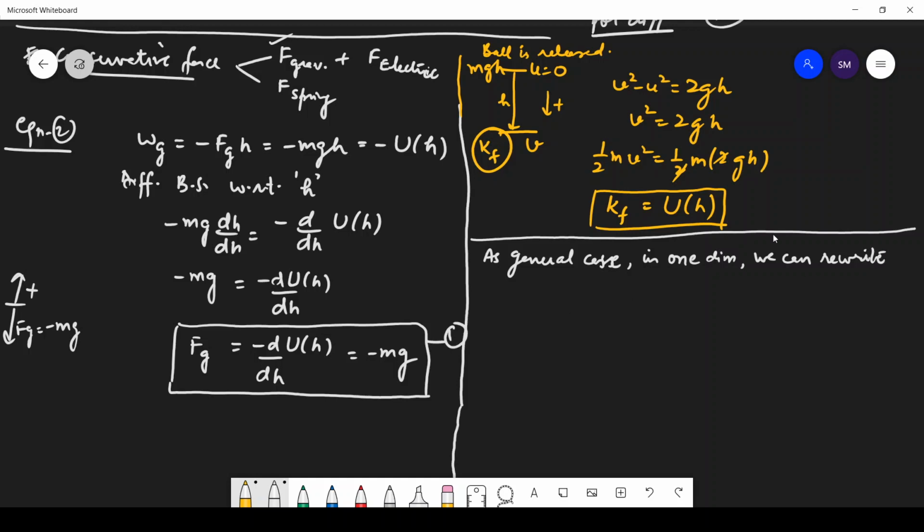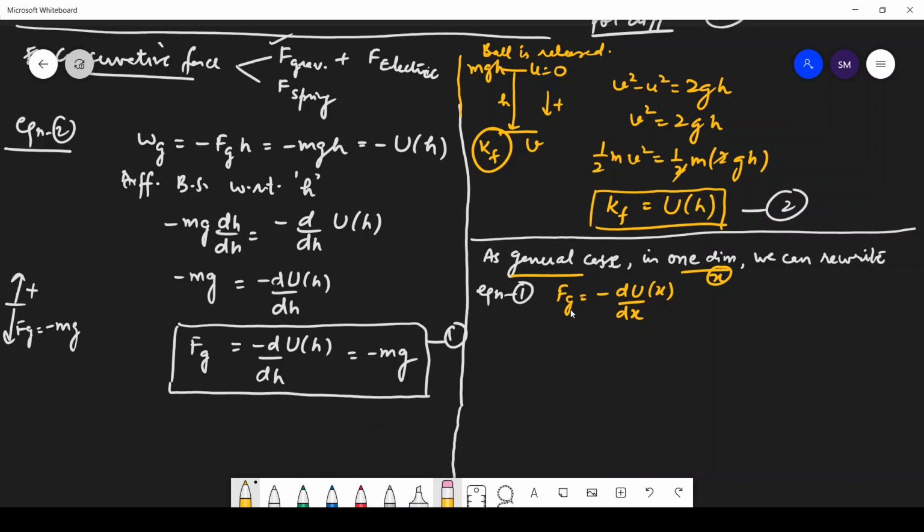This is equation 1, and you can call this equation 2. We can rewrite equation 1: Fg is equal to minus dU by dx. So instead of h, in one dimension I can write it in terms of x. This is the only difference. Because it is the general case, instead of h I am writing x, okay? And as this is a conservative force, I am removing this g also.